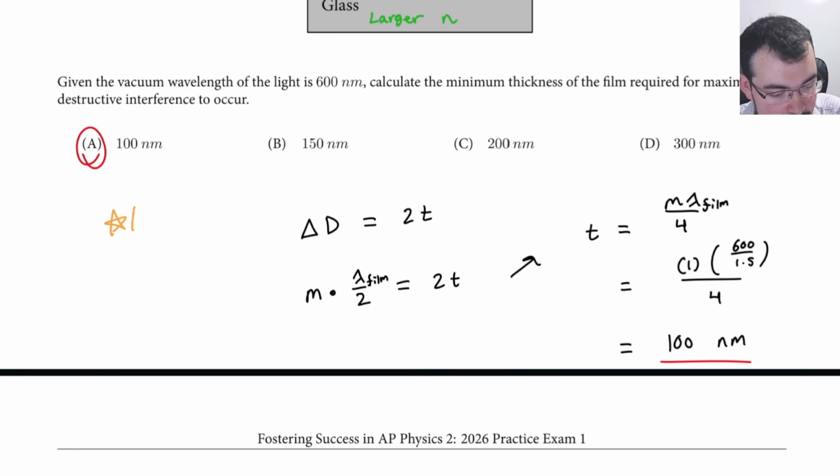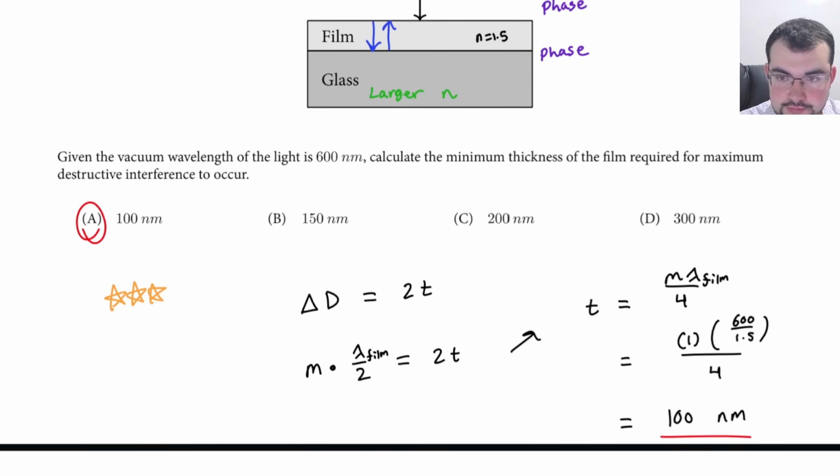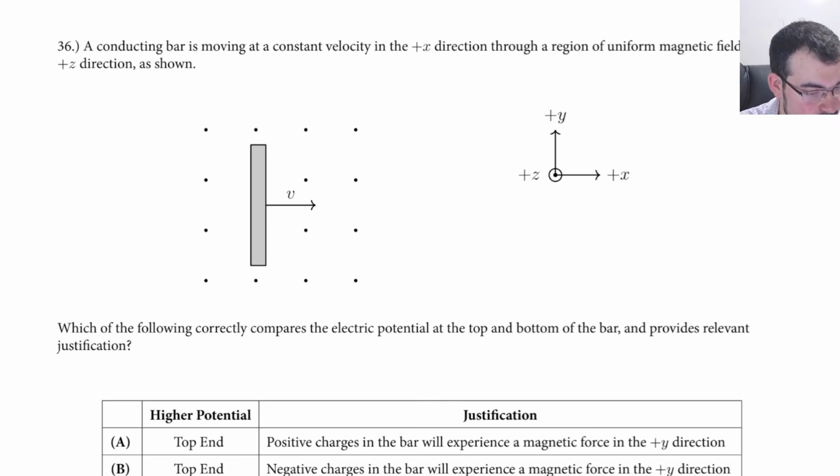Basically anything with thin films is probably 3-star, by the way. Tricky, tricky. All right, Hall effect.